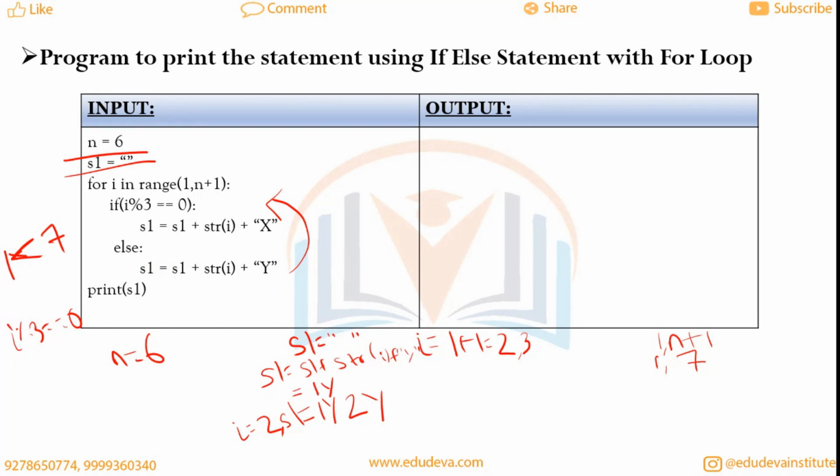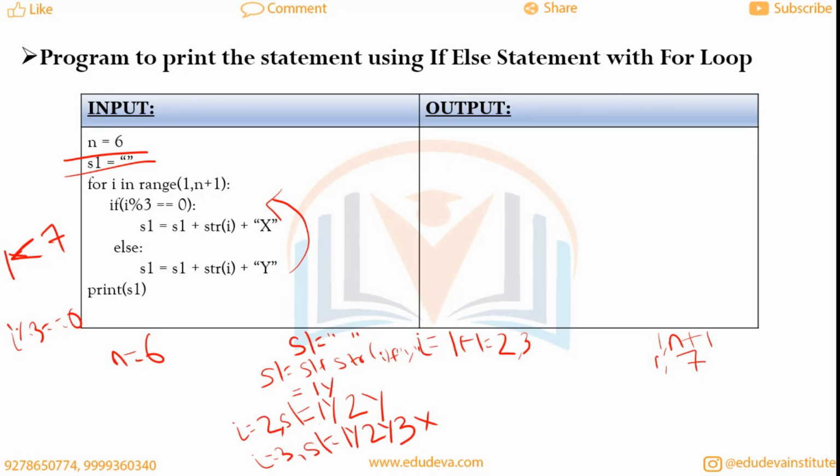At that time we will check the if condition, that is, whether 3 modulus 3 double equals 0 or not. As the given condition is true, it will execute the statement s1 = s1 + str(i) + 'x'. So the new value of s1 will be the existing value of s1, that is 1y 2y, and then it will add the value of variable i, that is 3, and x with the same. So when i is equal to 3, the value of s1 will become 1y 2y 3x.